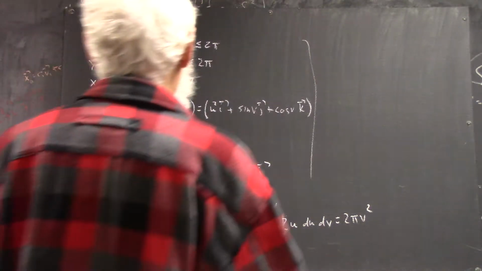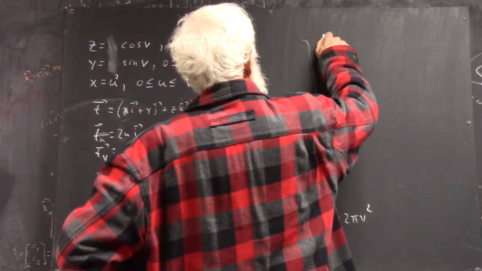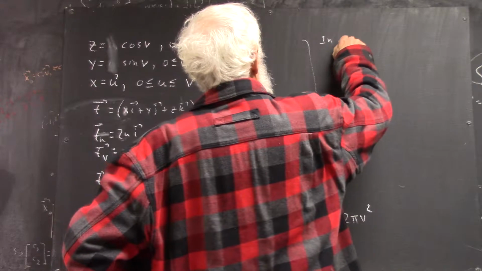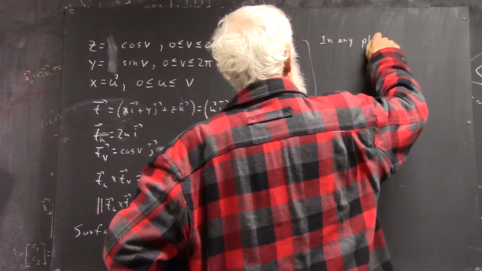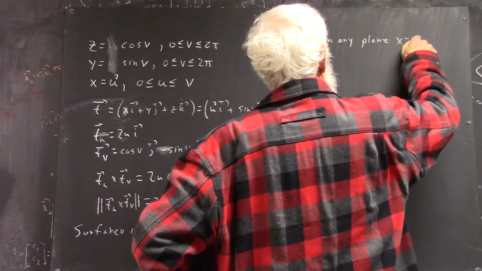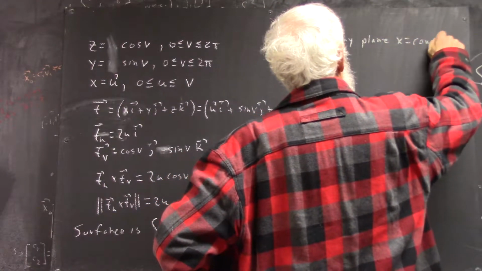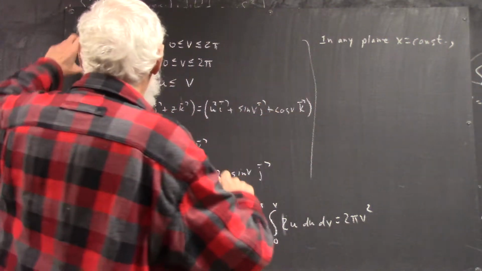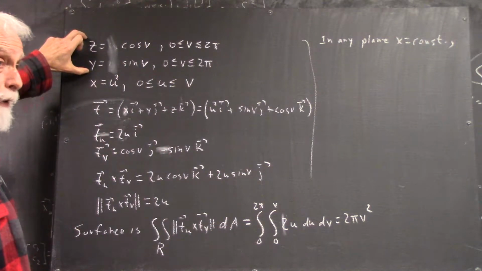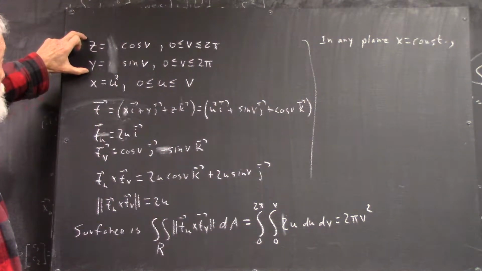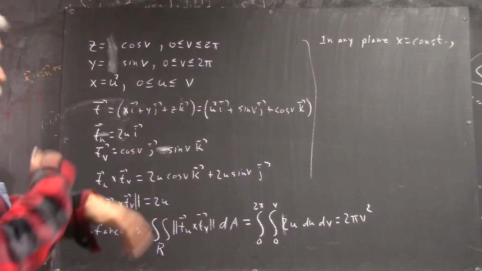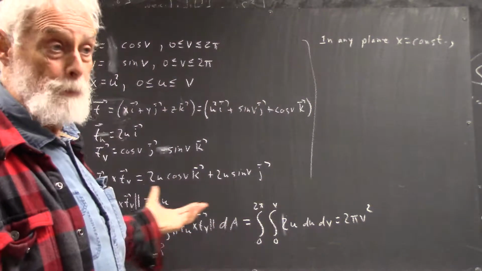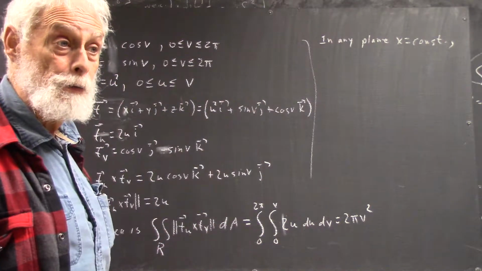Okay, so in any plane where x equals constant, you just have y and z to worry about, and it's clear that y squared plus z squared is 1, right? And that should be familiar to you from parameterizing curves. Circles are some of the easiest things to parameterize, right?